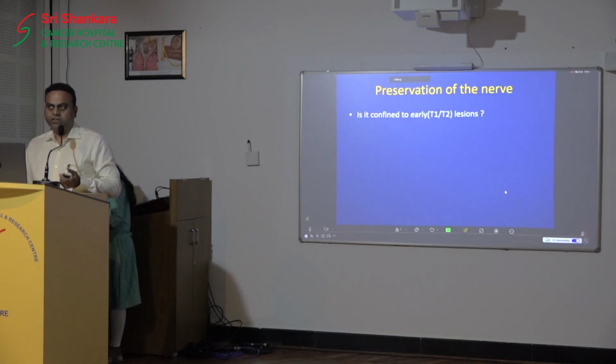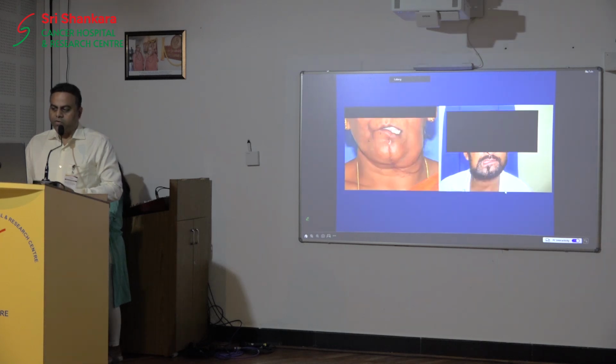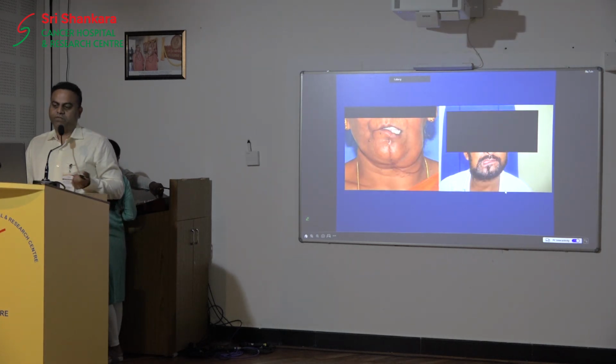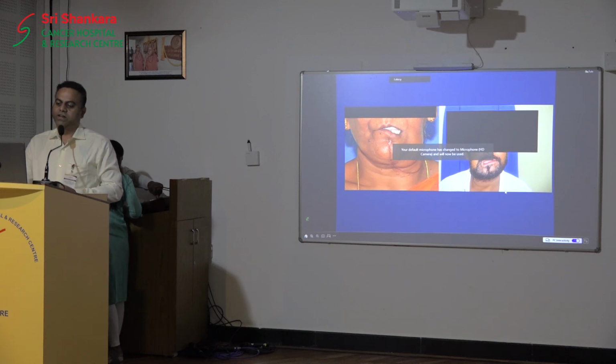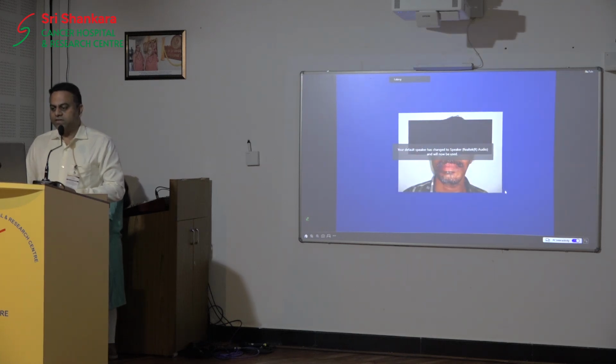Now we have been discussing the marginal mandibular nerve. Is it confined to preserving the marginal mandibular nerve in early lesions so that in advanced lesions we can sacrifice the nerve? Probably no. This would be the outcome of the patients when they come to follow-up after 2 years. You see these patients having cosmetic disfigurement and functional disfigurement in the form of drooling and all. So always make every attempt to preserve the nerve even in the advanced cases. So this would be the outcome even in the advanced cases.